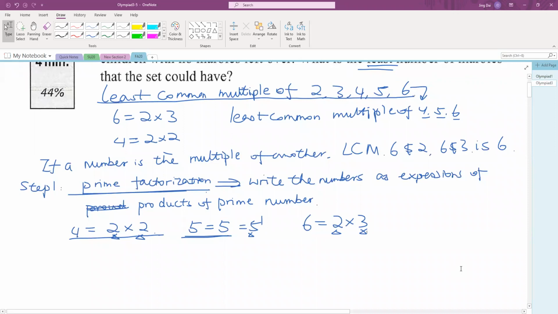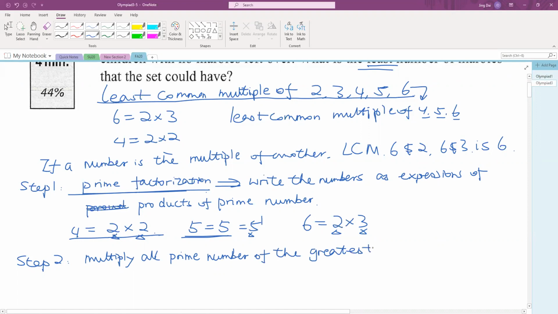Prime numbers only. Now the second step for us to find the least common multiple is that we need to, how do I say this? Multiply. Yeah, we need to multiply all the prime numbers that we just found, including all prime numbers the greatest number of times they have appeared. The greatest number of times they each have appeared.